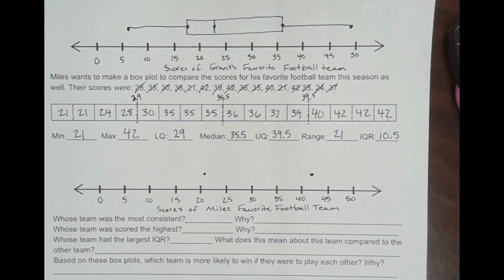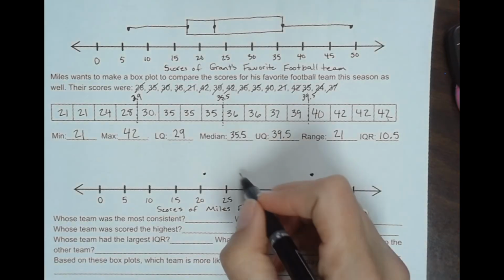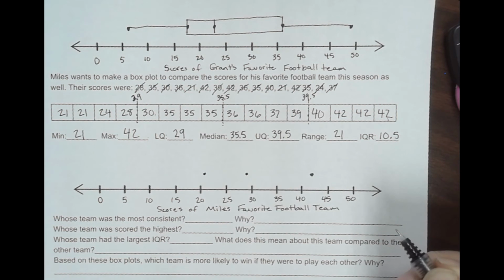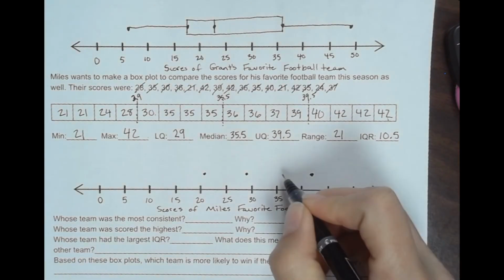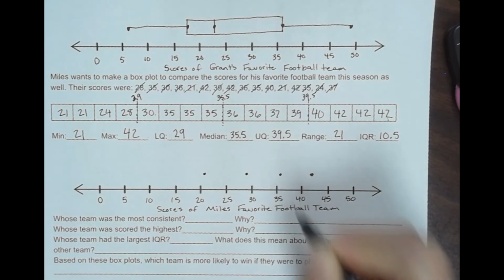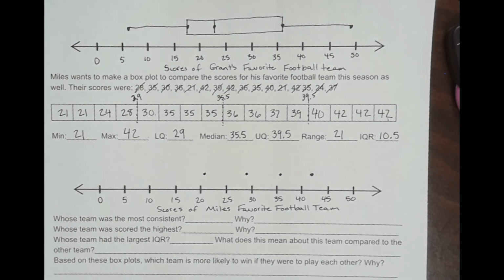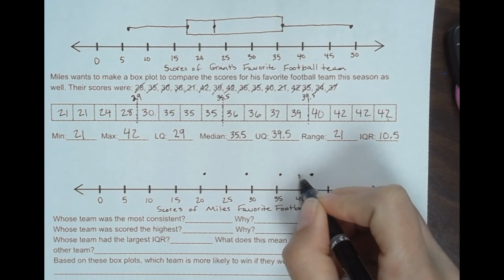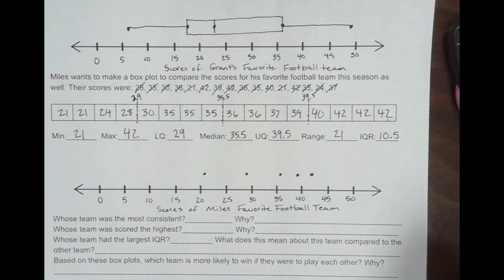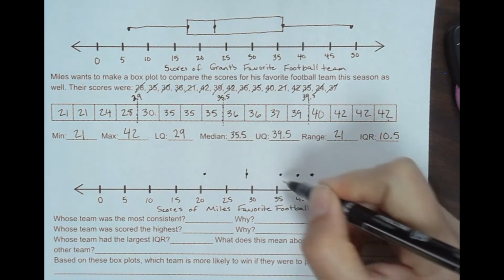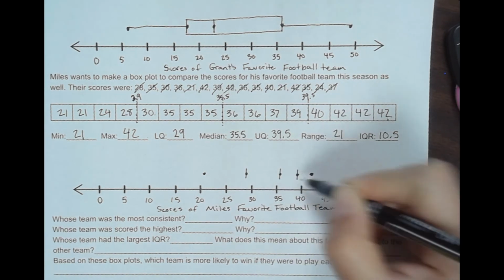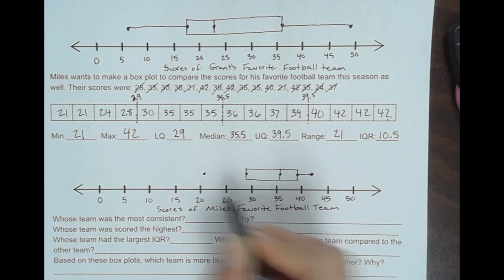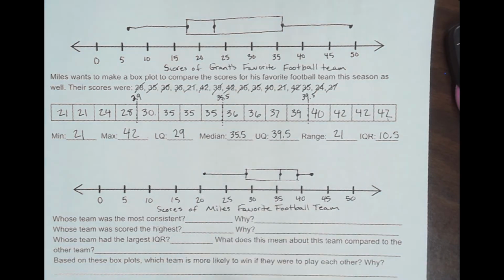Lower quartile is at 29, so just below 30 here. Median at 35.5, so just a bit bigger than 35. And 39.5, so just a little bit below 40. Okay, the box is made up of the lower quartile, the median, and the upper quartile. Then we make the whiskers to connect the lowest value and the highest value.